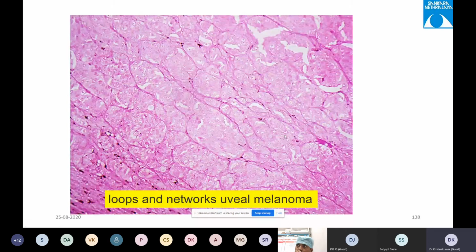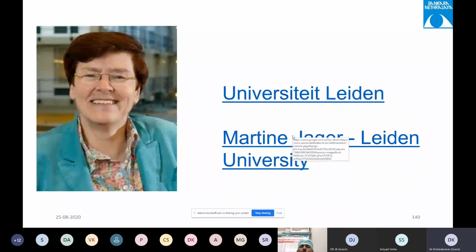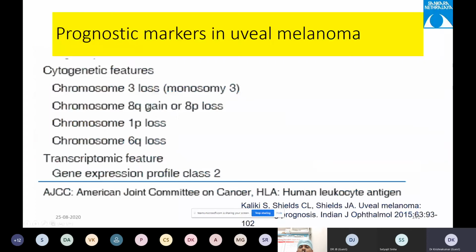But the field got revolutionized by Professor Will Harbour. He was initially at Baskin Farmer, and I think now he is at Sylvester Comprehensive Cancer Center. He brought the concept of gene expression profiling in melanoma and classified melanomas into two groups, class 1 and class 2. Then Dr. Martin Jagger and others from Europe did a wonderful lot of work on chromosomal aberrations and brought the concept of monosomy 3 and disomy 3 in melanoma. So there is chromosomal aberration by the Martin Jagger group, and gene expression profiling by Will Harbour. They are also used to prognosticate melanomas.